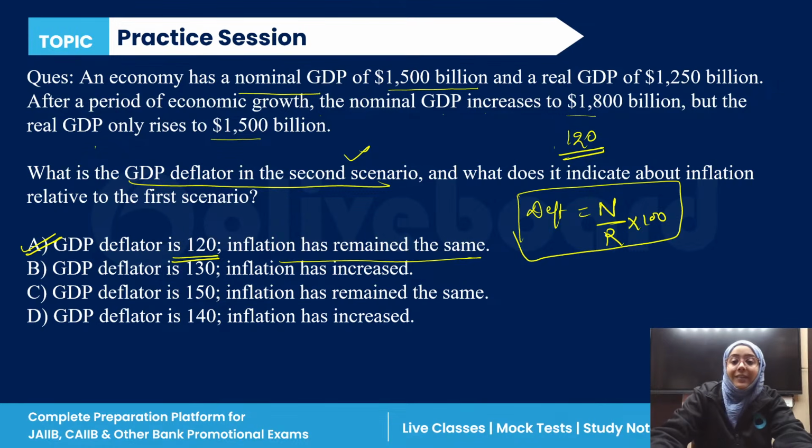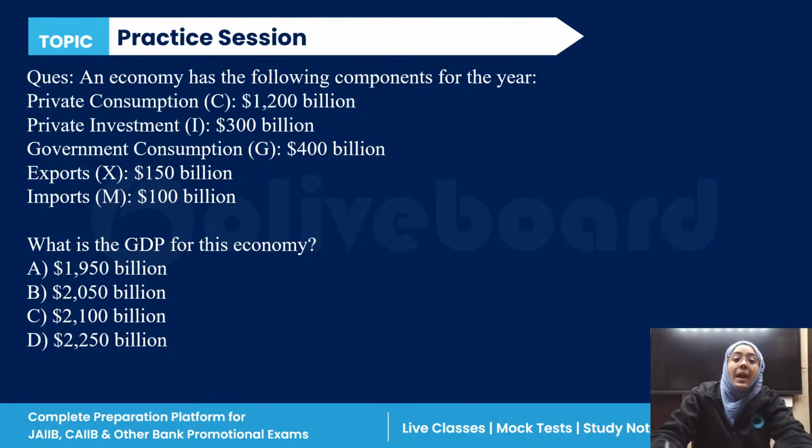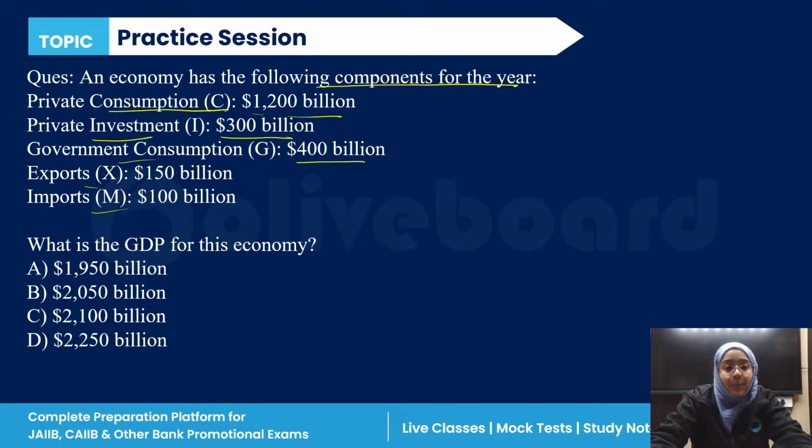Yes. Now, let's move to the next question. An economy has the following components for the year: private consumption, $1,200 billion; private investment, $300 billion; government consumption, $400 billion; and exports and imports. What is the GDP for this economy? Very simple, very easy. Everyone, please answer this question.